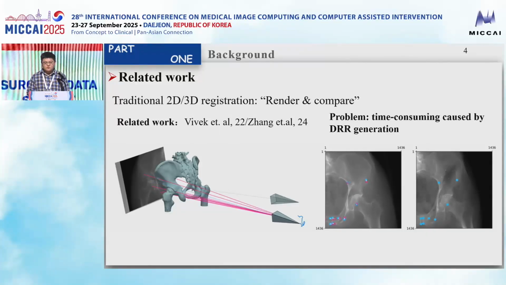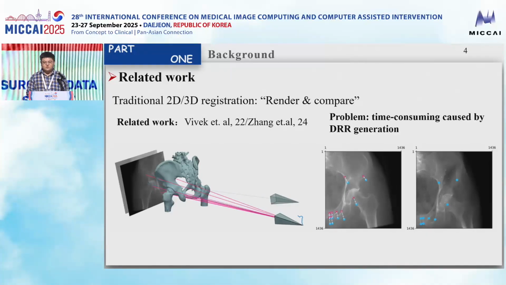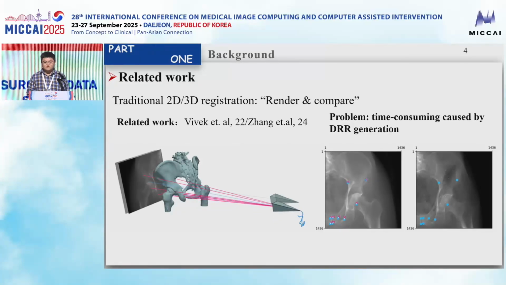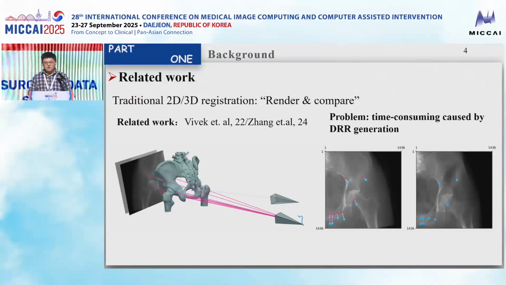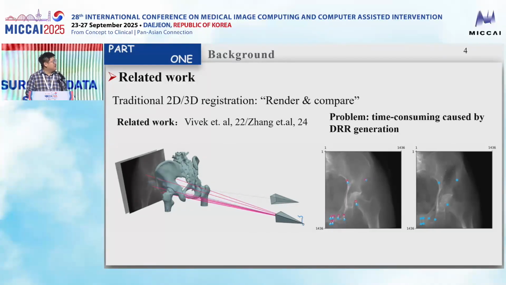Nowadays, the dominant 2D-3D registration methodology is called render-and-compare. That means rendering the 3D CT volume to DR images and comparing the DRs to intraoperative X-rays. By iterations, the pose of the CT volume can finally be derived. However, the main problem of render-and-compare is that it is time-consuming, caused by DR generation.